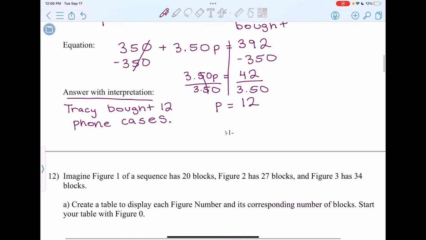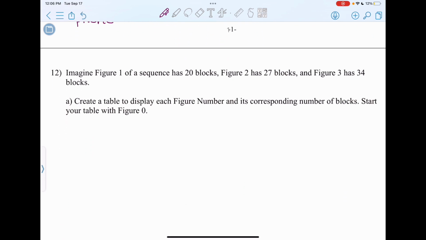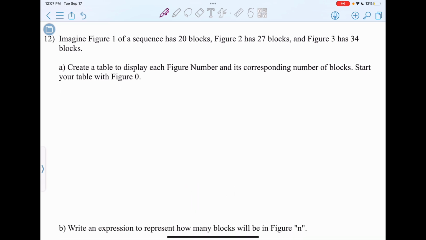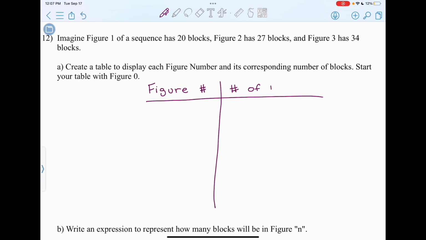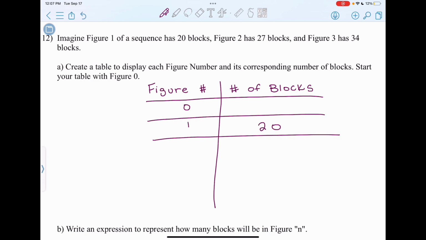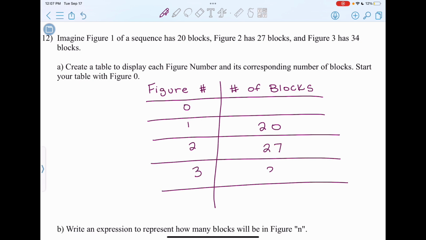Let's try another word problem. Imagine figure 1 of a sequence has 20 blocks, figure 2 has 27 blocks, and figure 3 has 34 blocks. Create a table to display each figure number and its corresponding number of blocks. Start your table with figure 0. So I'm going to say figure number is going to be on the left and number of blocks on the right. We want to start at figure 0. We know that figure 1 has 20 blocks, figure 2 has 27 blocks, figure 3 had 34 blocks.